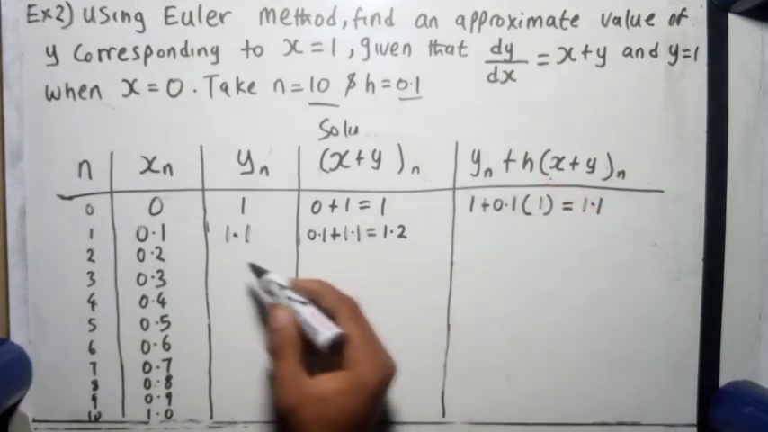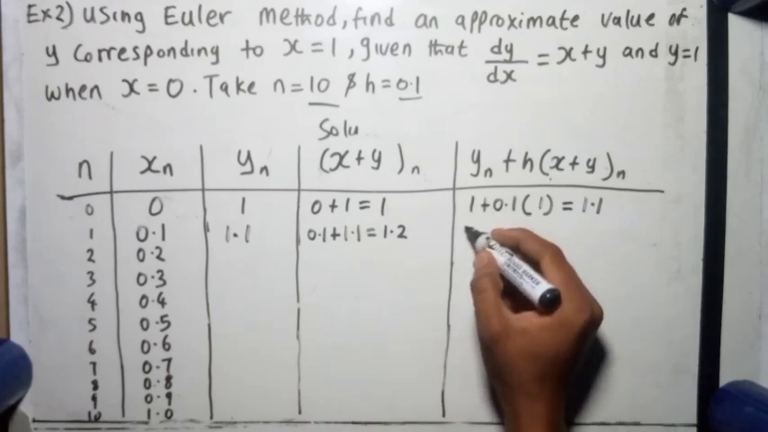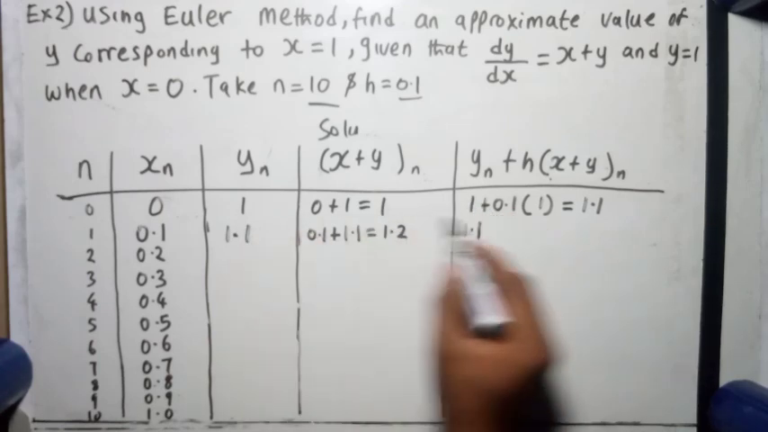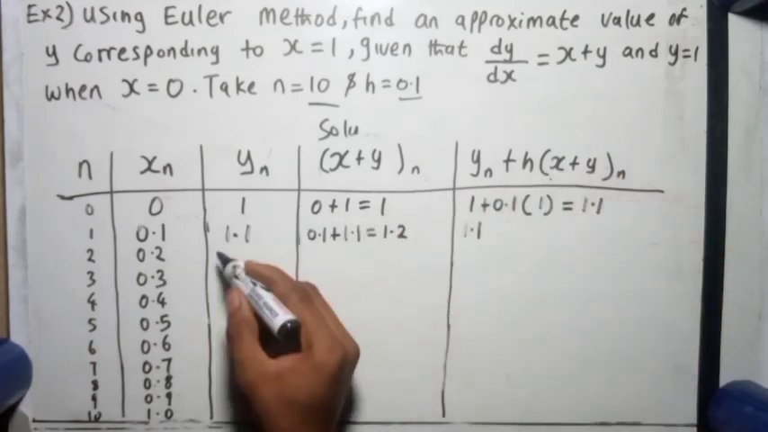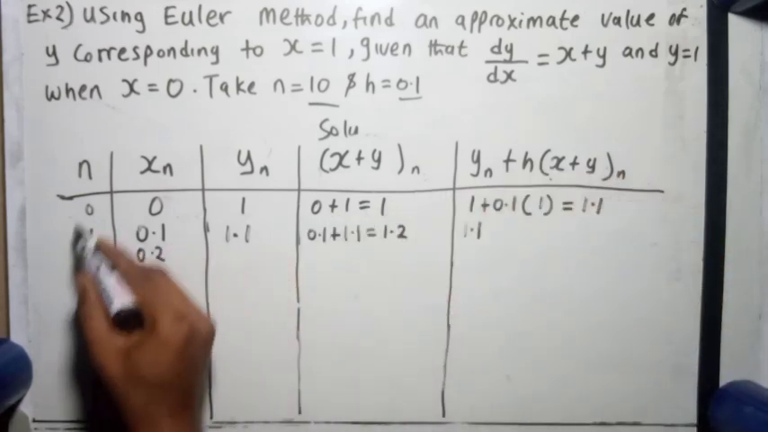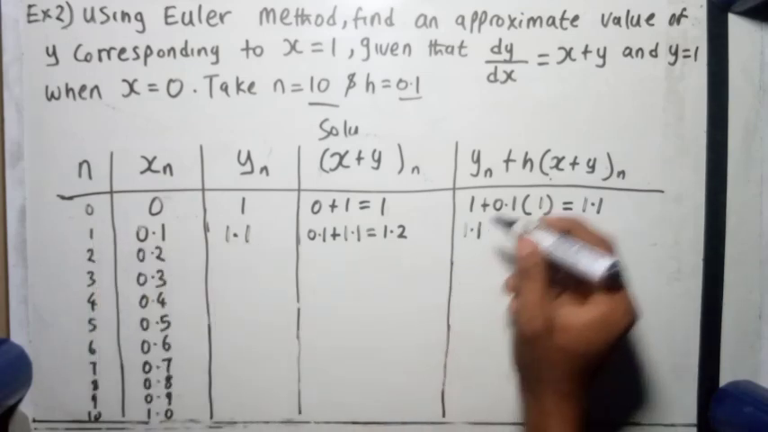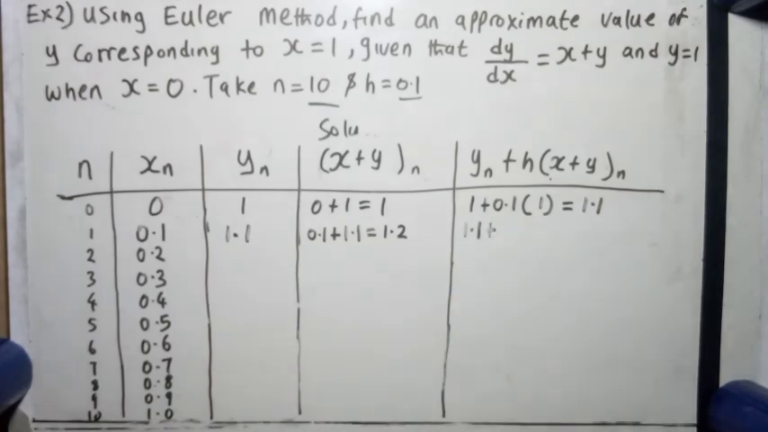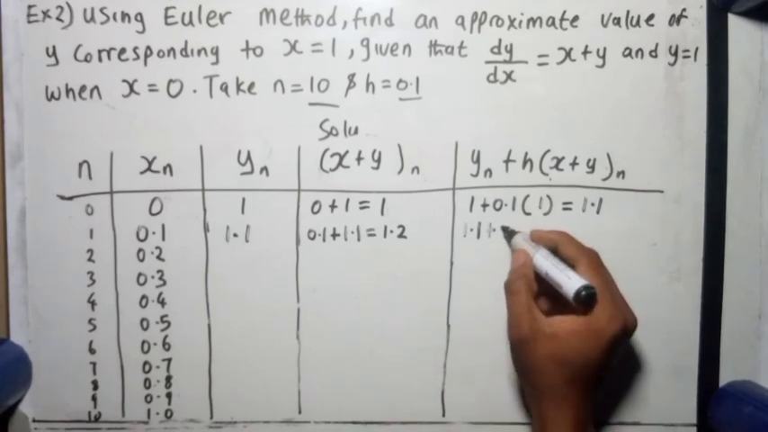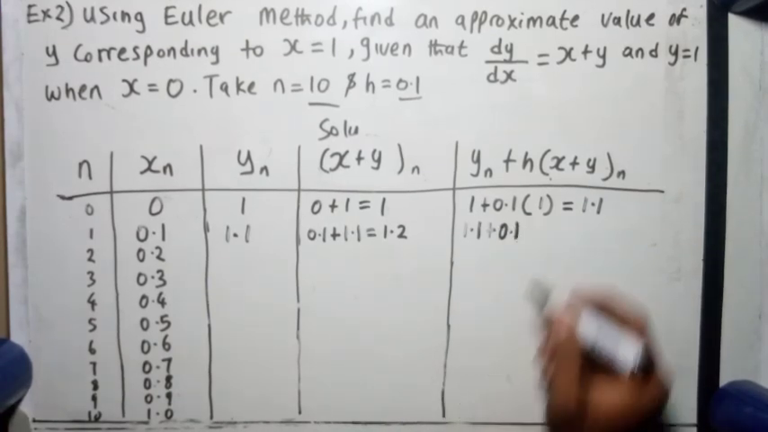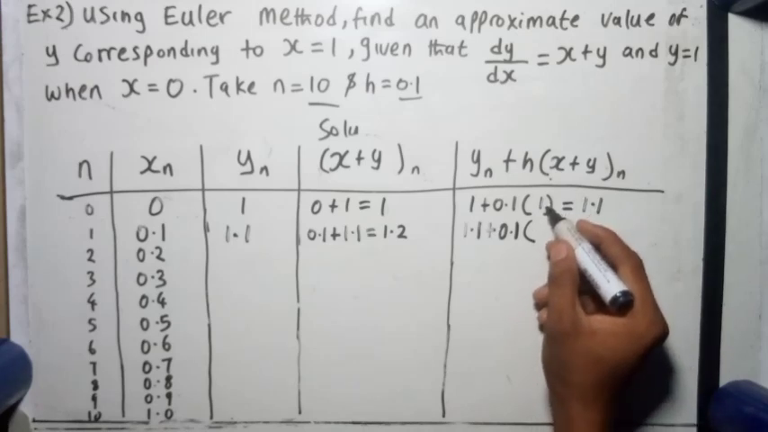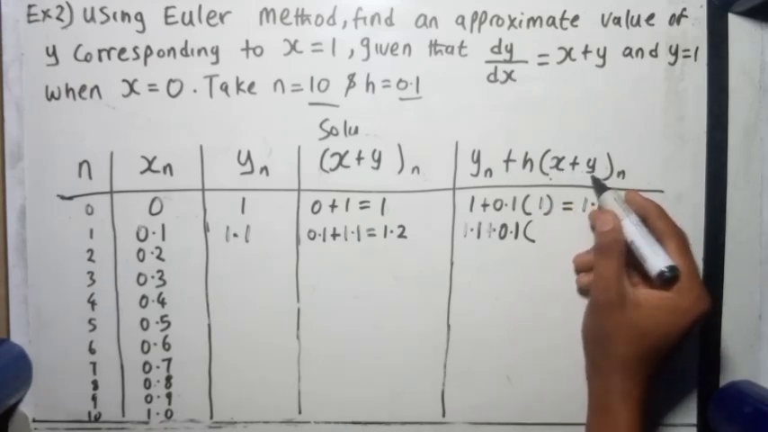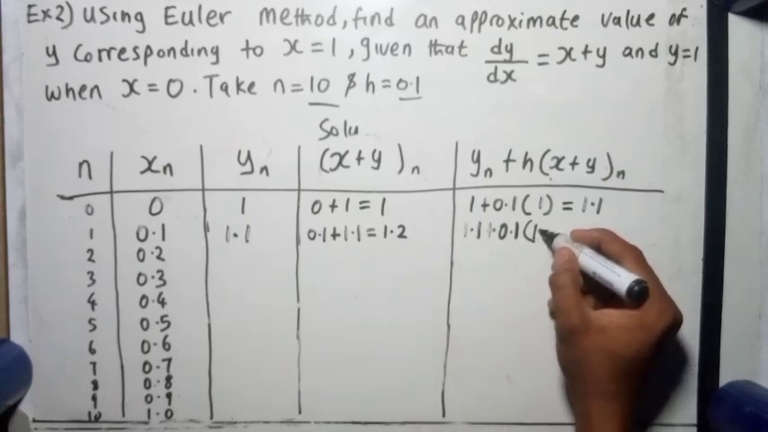Now your y value this time around is what? 1.1. So you're going to be writing 1.1, not 1 again. When we used 1, we were doing the first line, when n is 1. Now we have entered another line, the second line. So our y value is now 1.1. We add it to h. Our h is 0.1. Now we also multiply it by x plus y, which is this. So we have 1.2.